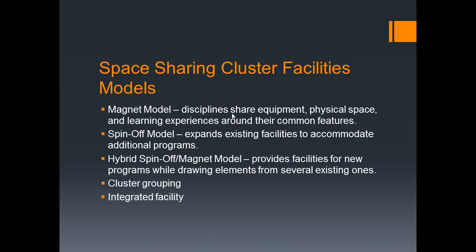Then finally, you've got the hybrid spin-off magnet model. It provides facilities for new programs while drawing elements from several existing ones. And it involves basically looking at what you've got, seeing what cannot be shared, and then building only what you need. It's a little more conservative model than the spin-off model, which would assume you have the money that you need to get it done from the ground floor on.